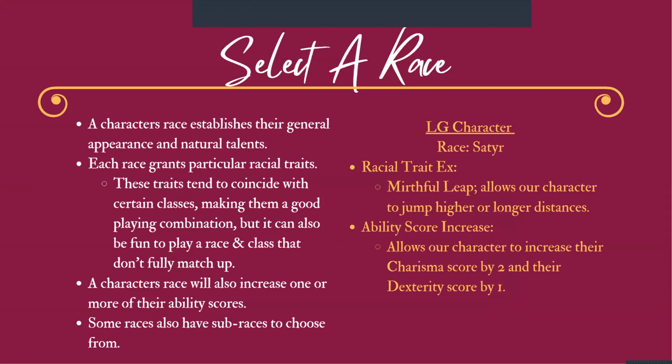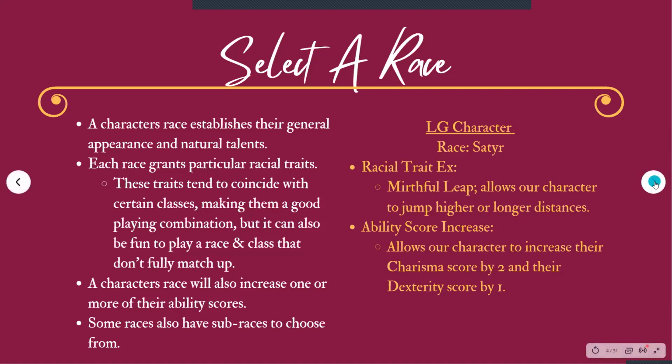And then, for our example, the character we're creating right now is a satyr, which is a little bit of a less common D&D race. It's kind of new. An example of a racial trait that a satyr has is mirthful leap, which will allow our character to jump higher or longer distances. And an ability score increase that this race gives our character allows them to increase their charisma score by 2 and their dexterity score by 1. We will be explaining ability scores a little bit more in depth later on.